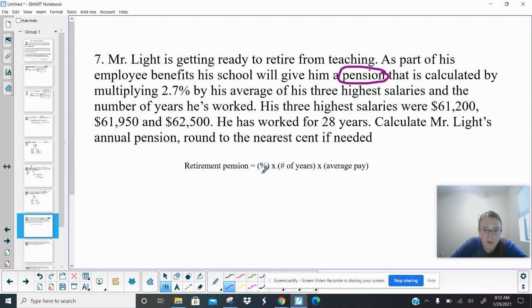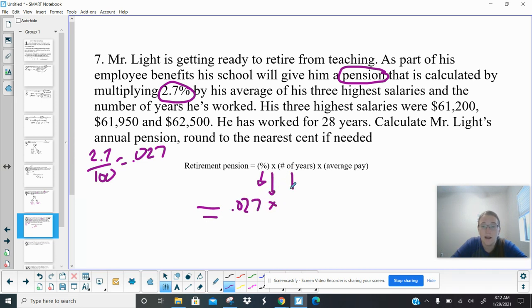So I need the percentage. Now, I know it says percentage, which is right there, but it doesn't matter, guys. Every time, 2.7 divided by 100. It literally does not matter the context. You will always use the decimal version of your percents. Times the number of years, in this case it was 28.